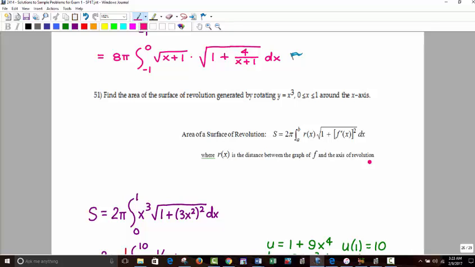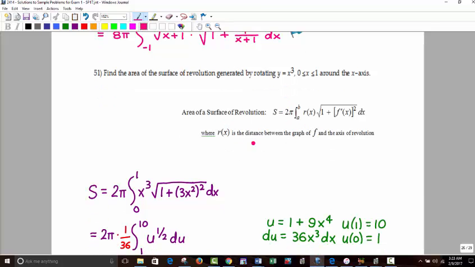But all you have to remember is, if you're going around the x-axis, R of x will be the function, what y equals, x cubed. So R of x and f of x are the same thing if it goes around the x-axis. If you are going around the y-axis, just use x for R of x, and you'll see that coming up here. That's why I scrolled down to look. So two problems from now, we'll see that.